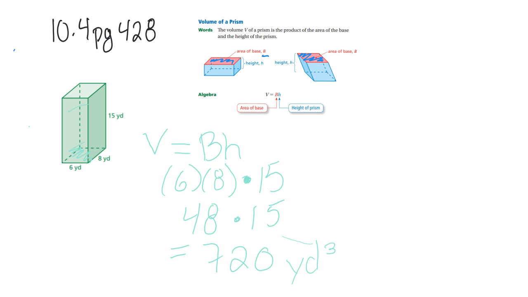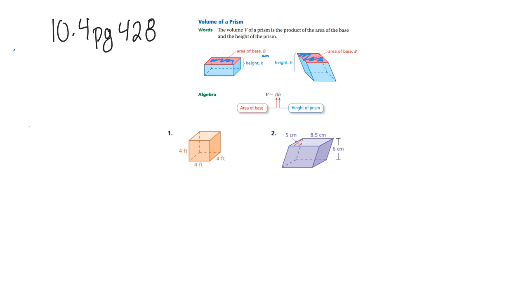I'll walk you through it one more time in case you missed what I did. Finding the volume is the space all inside, so I'm going to find the area of the base, which was 6 times 8, and I multiplied that by the height. That's how I got my 720. Now I'm going to give you 2 to try. Okay, here are your 2 problems. I want you to try them, pause, and then come back and check your answer.